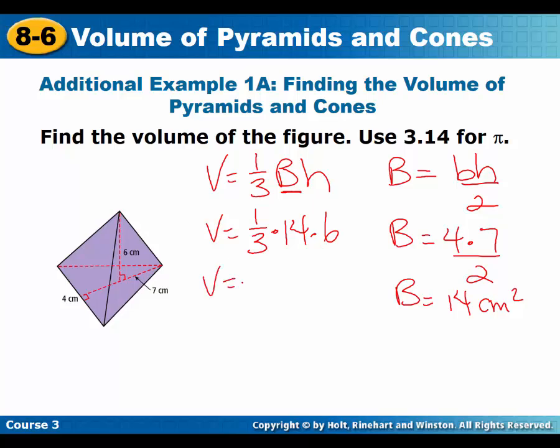So then we take our calculator. Let me get my calculator here. Okay, we multiply 14 times 6, and then we divide that by 3 because multiplying by 1/3 is the same thing as dividing by 3. And that gives us 28 centimeters cubed. So focus on the base, find the area of its base, and then plug that into the capital B.